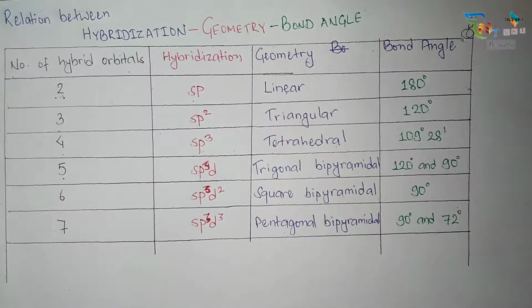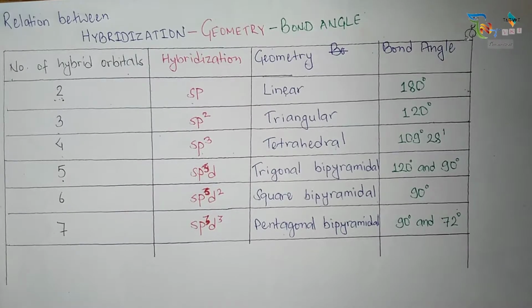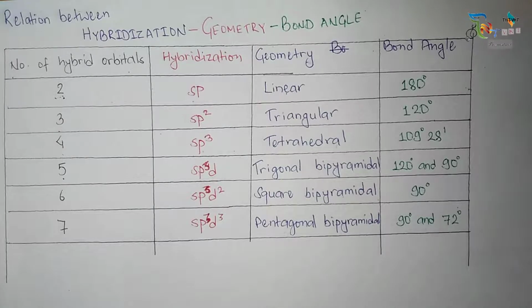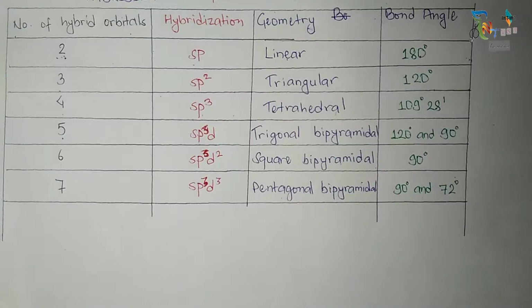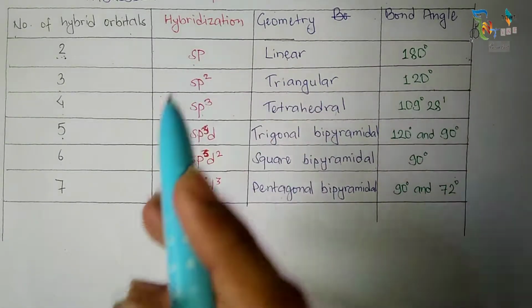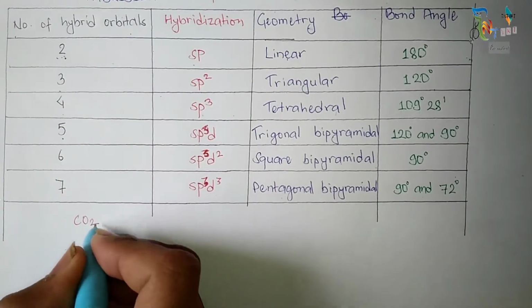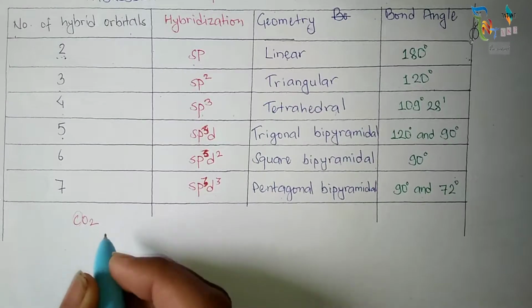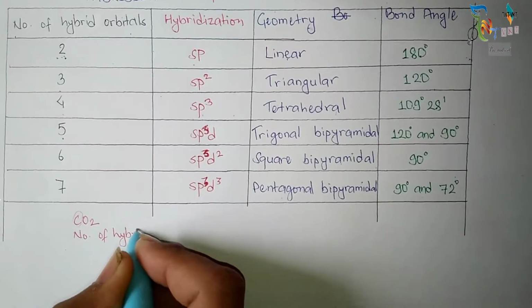You can take a screenshot of this diagram and learn it by heart, because you must learn this much for the cases where there is no lone pair. Okay, let's take an example for each of these, finding geometry. I'll take CO2. Finding the number of hybrid orbitals.